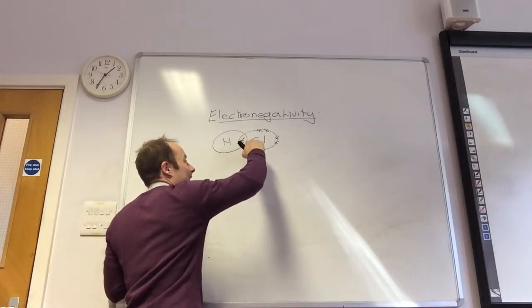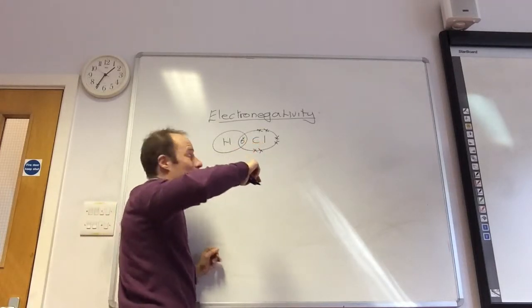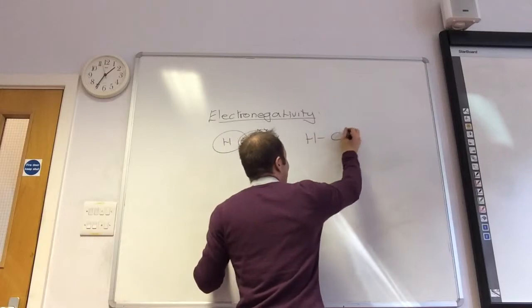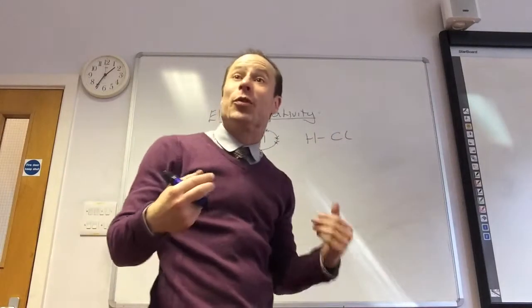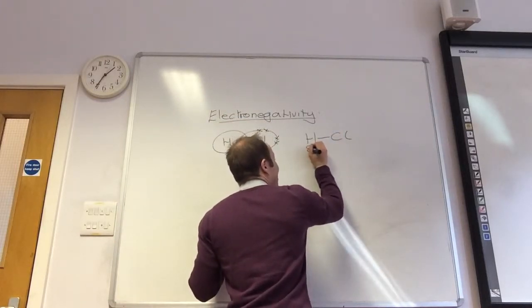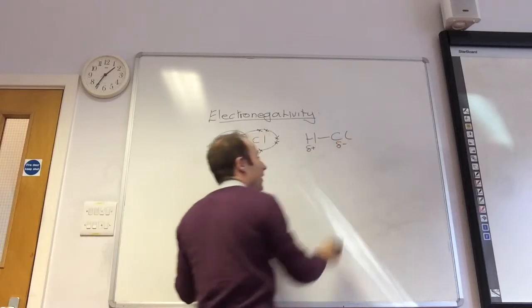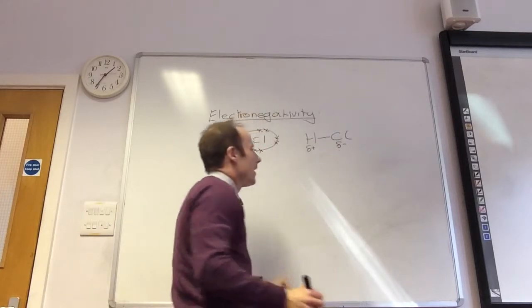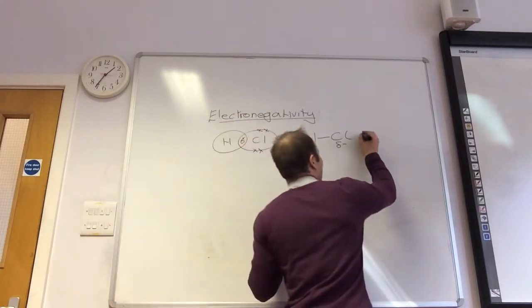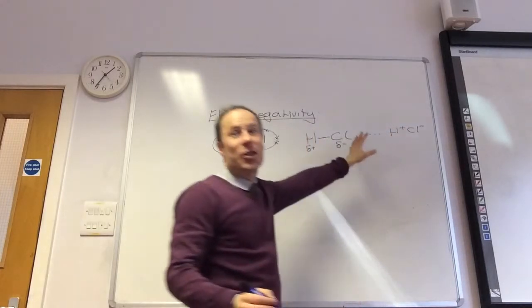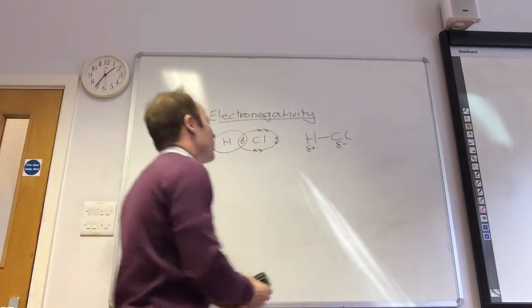The electrons actually spend more of their time on chlorine because chlorine has a higher electronegativity. Electronegativity is just the ability of an atom in a covalent bond to attract the electrons to itself. So I could draw it like that, and H has a little plus charge and chlorine has a little negative charge. So we put delta plus and delta minus. If I took it to the extreme, I would have a purely ionic substance, like so. So it's somewhere in the middle between purely ionic and purely covalent.